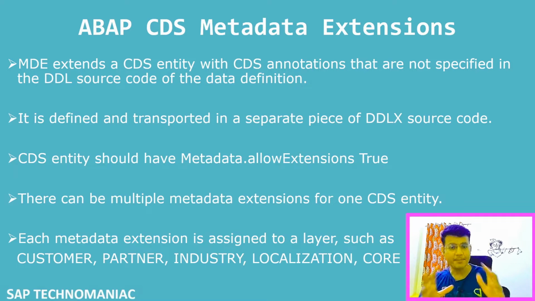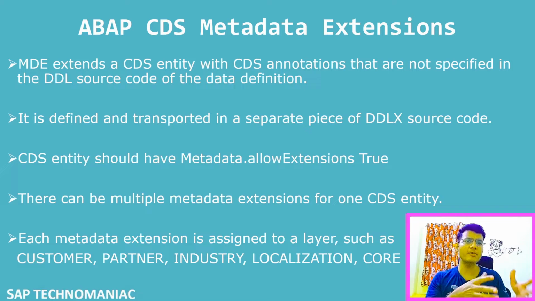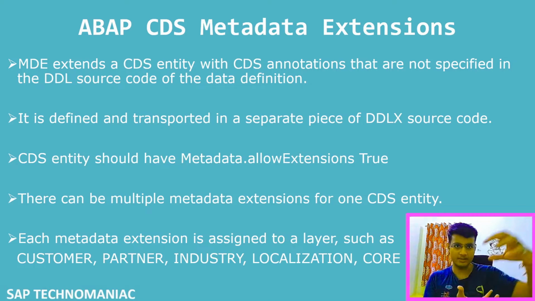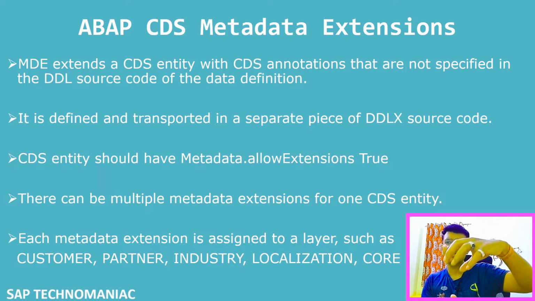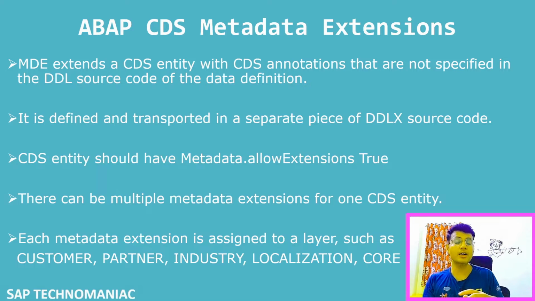Suppose SAP created some metadata extension file, they can give it as core, or localization, or industry. For example, they created one application, a whole application, the core application, the base application. On top of that, that application should work differently for different local regions. So they have created metadata extension files on top of it for different localizations. For example, one application is created for all the countries, but for three countries it should behave differently, so there should be some extensions in the metadata extension.